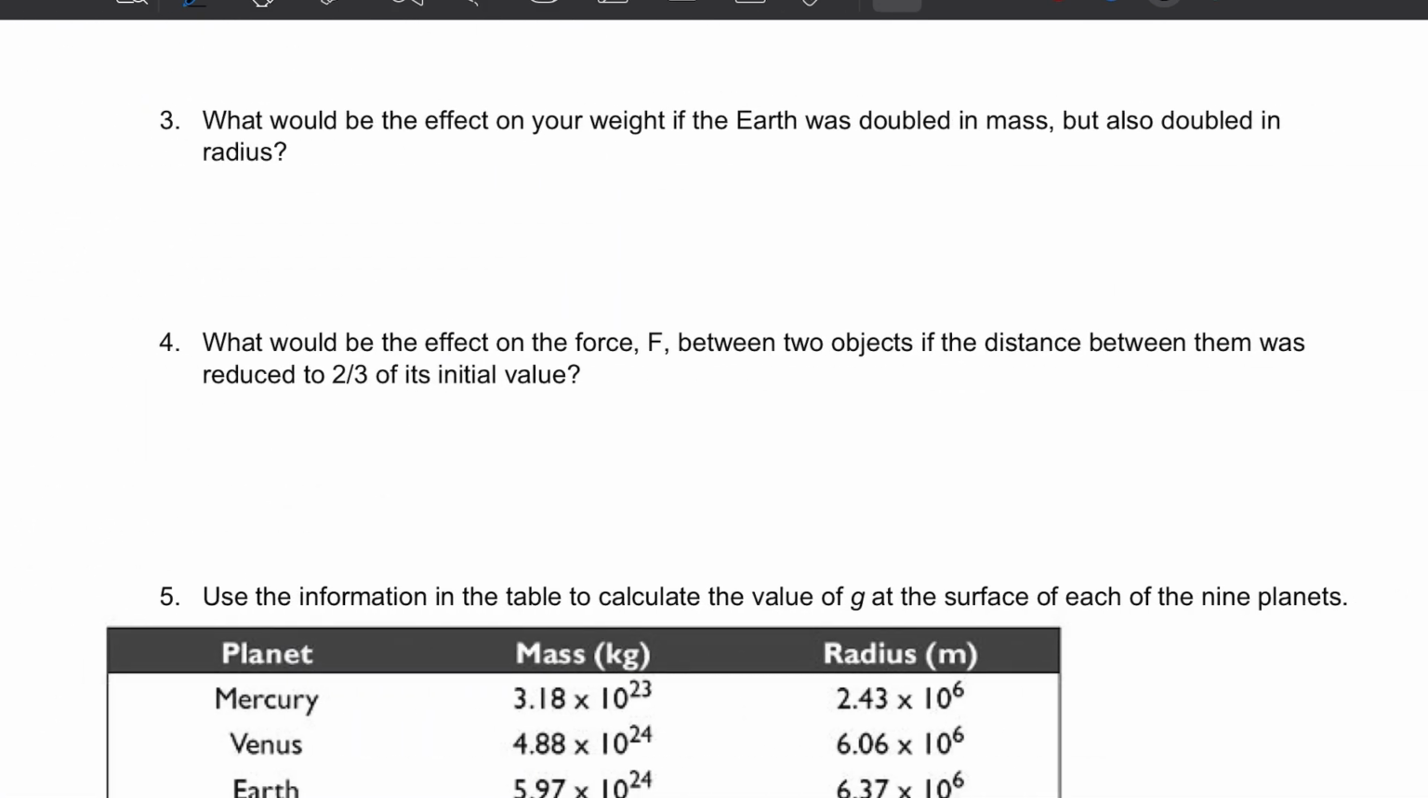What would be the effect on your weight on Earth if the Earth was doubled in mass but also doubled in radius? So my 1 times 1 times 1 over 1 squared, I'm doubling the mass, so I've got a 2 at the top, and then double in radius, so I've got a 2 squared on the bottom. So the mass 1 becomes a 2 and the radius becomes a 2, but 2 squared, I would have 2 over 2 squared. 2 over 2 squared would be 2 over 4. 2 over 4 is 1/2.